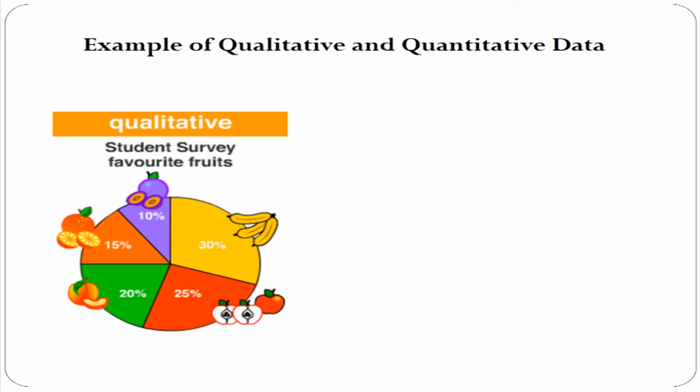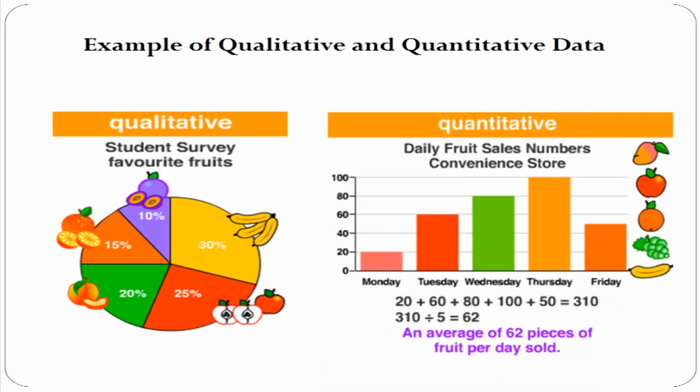Quantitative data is of two types, discrete and continuous. Discrete data has finite values, while continuous data has infinite values. Other examples of qualitative data are the survey of students' favorite fruits, and of quantitative data are what type of fruit is sold in what quantities over a period of time.